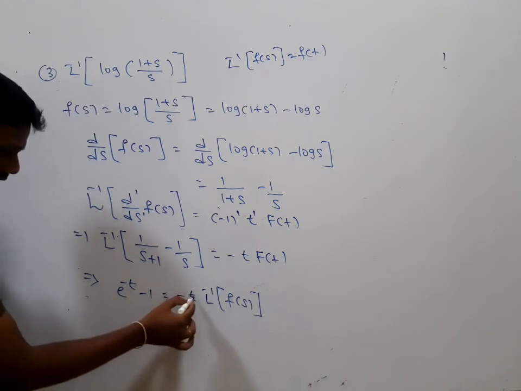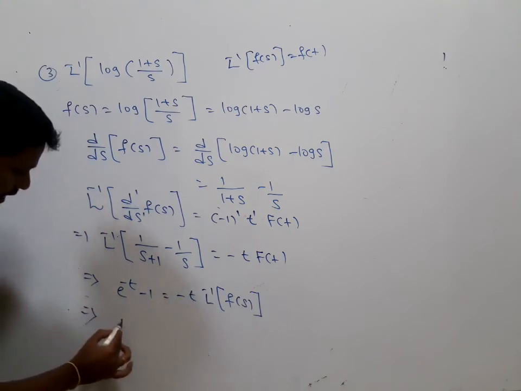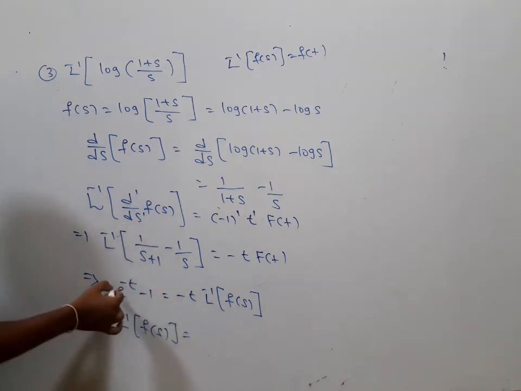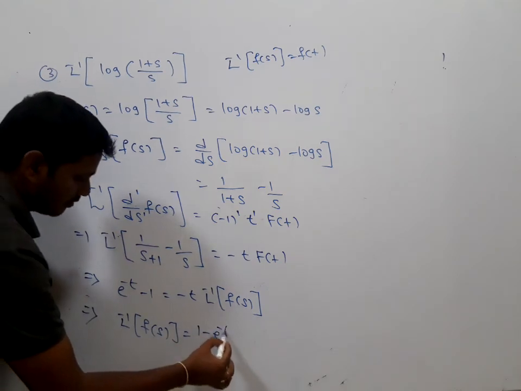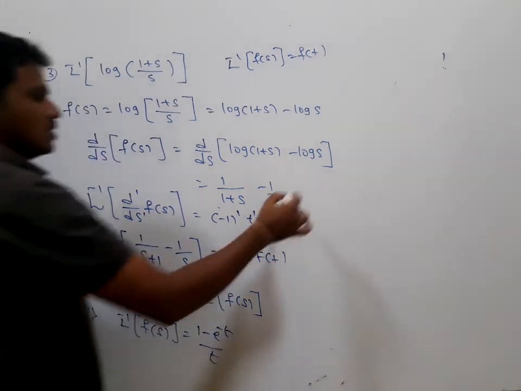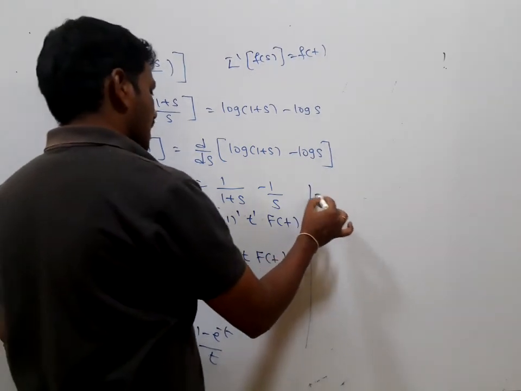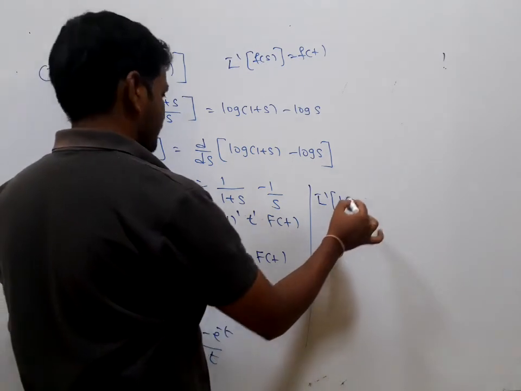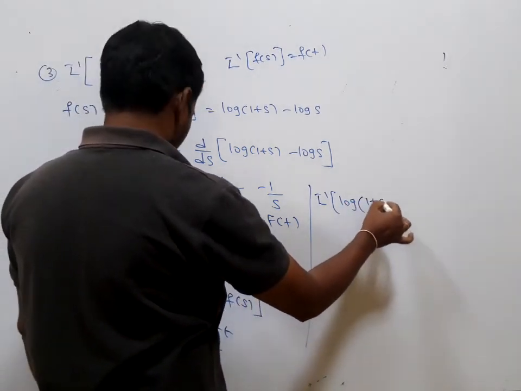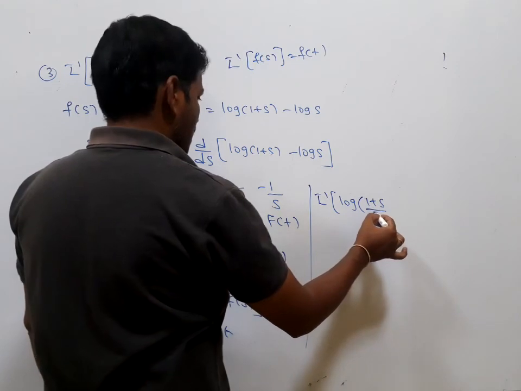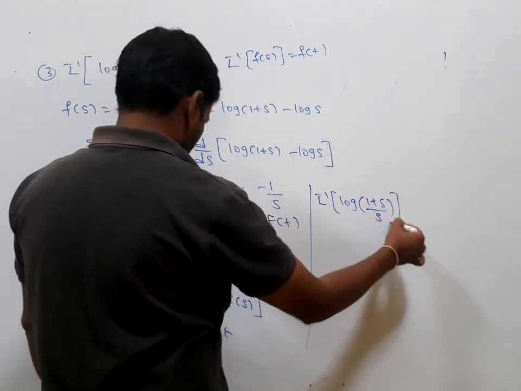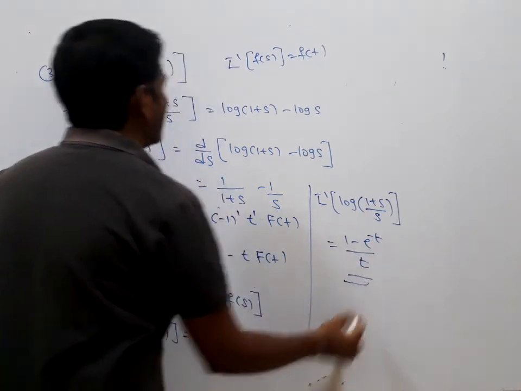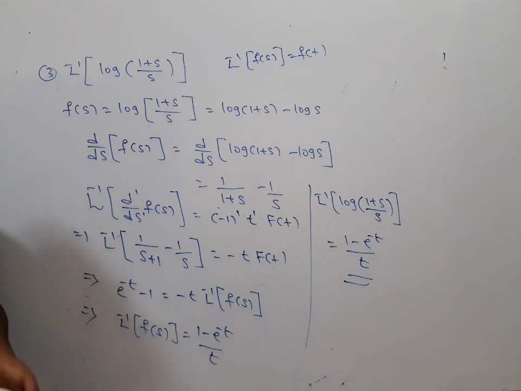So you take this t to the other side. L inverse of f of s is equal to, if you take minus 1 common, minus (e to the power of minus t minus 1) divided by t. So L inverse of log of 1 plus s divided by s is equal to 1 minus e to the power of minus t divided by t. This is the procedure. Is it clear? Next.